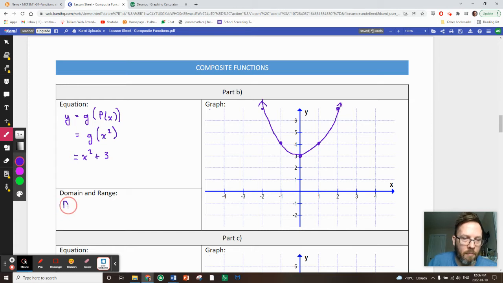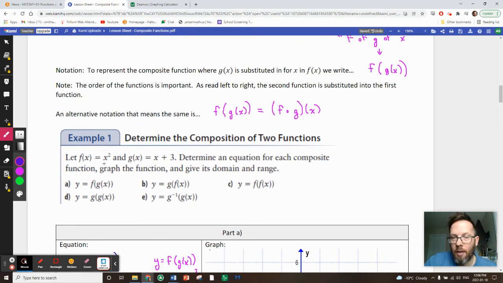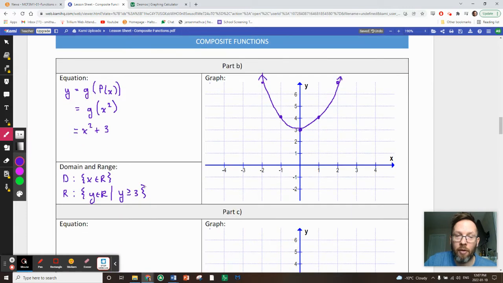For the domain, x can be any real number. For our range, y can be any real number such that y is greater than or equal to 3. Which is interesting, because that range, y greater than or equal to 3, isn't the domain of either of those original two functions. The domain of f of x is x values greater than or equal to 0. The domain of g is x can be any real number, but the domain of this composite function is something completely different.